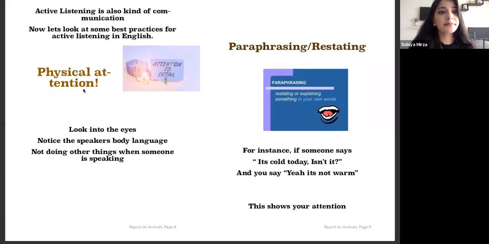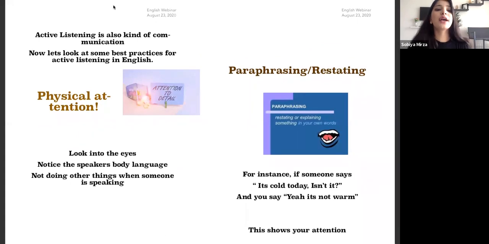So the next thing, active listening, is also a kind of communication. How? Sometimes we understand what people tell us. We listen because we want to listen. We listen because we want to communicate. There are many things that you can do. Let's look at some best practices for active English.